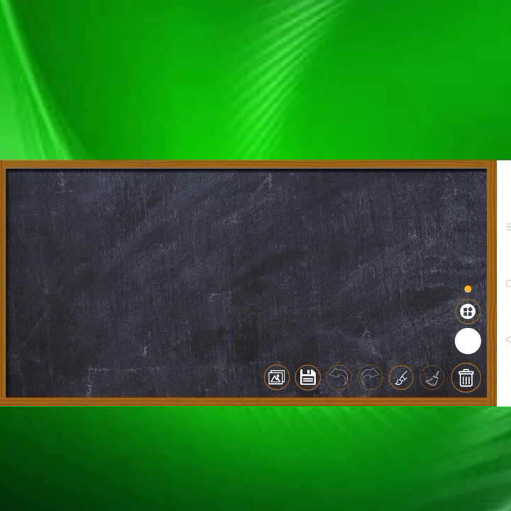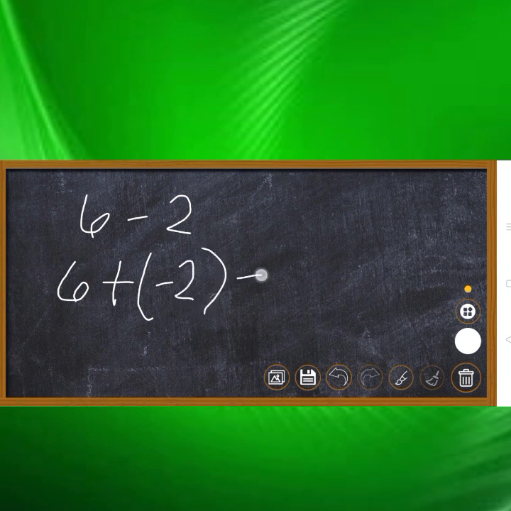Okay, let's have another example. 6 minus 2. So, positive 6 minus positive 2. Again, you need to keep the minuend, which is 6. Change the sign, minus into plus. And change the subtrahend, positive 2, into negative 2. Equals. Then proceed to addition.